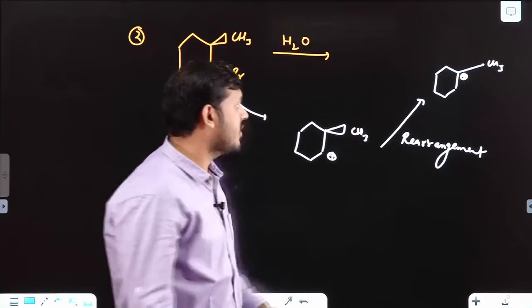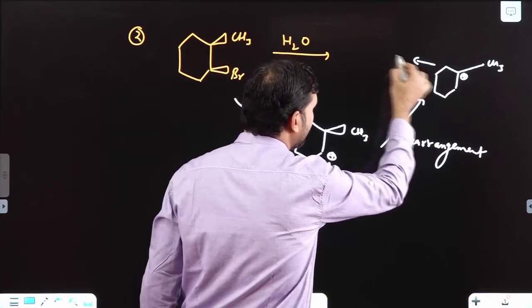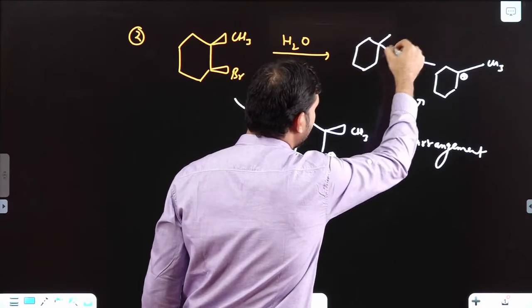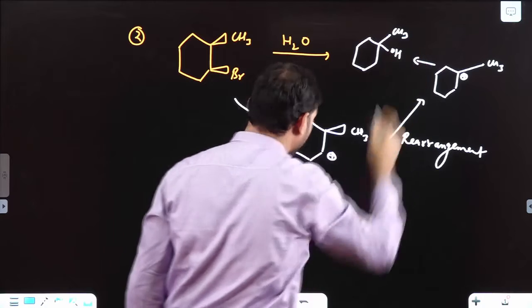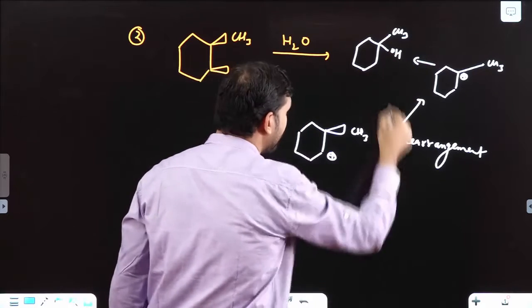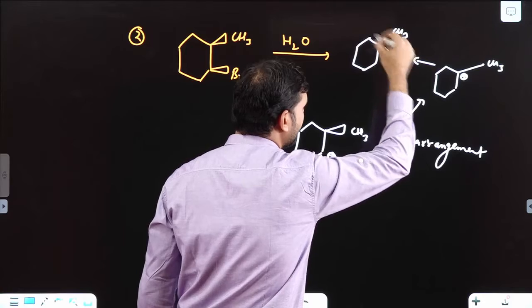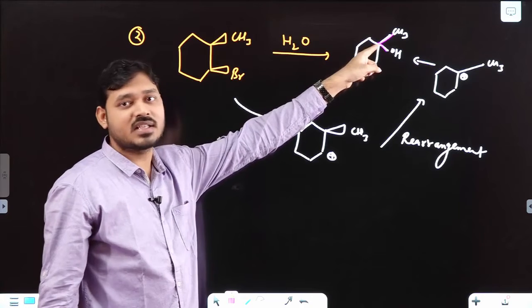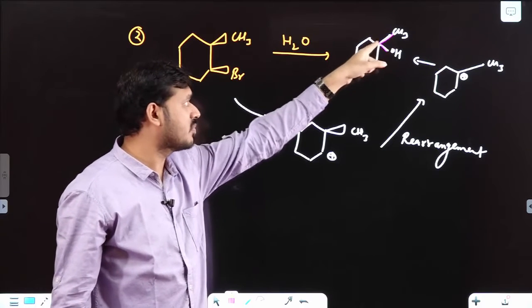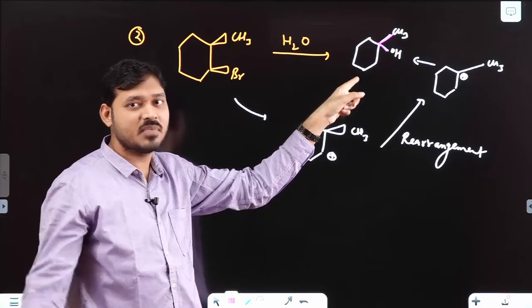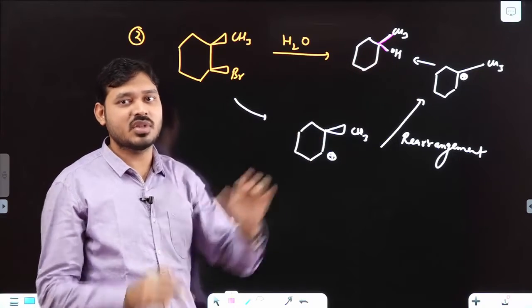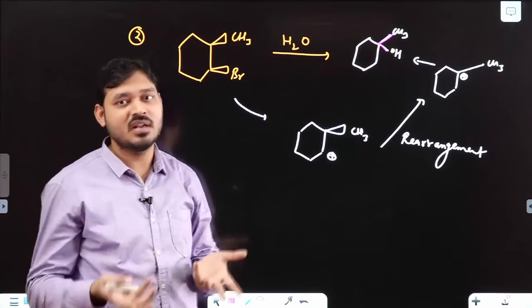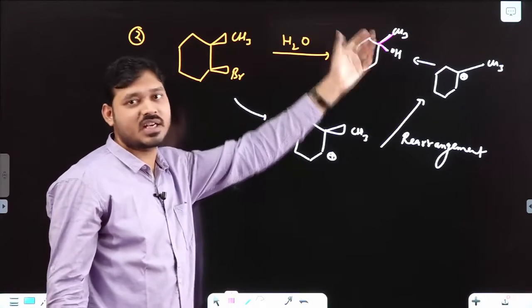Now when H2O attacks, what will you get? You will get CH3 and OH. Now the question arises whether this CH3 is in wedge or this OH is in wedge. Here you can observe it is not a chiral center, because it has only two different groups. Moving this side or this side it is the same. As there is no chiral center, there is no meaning to say whether CH3 will be in wedge or dash, because both are the same. It is an optically inactive compound.